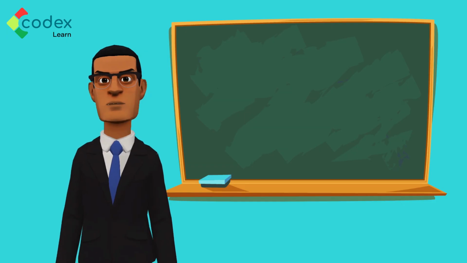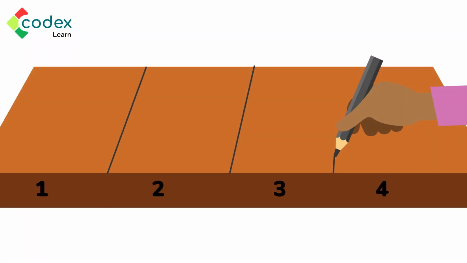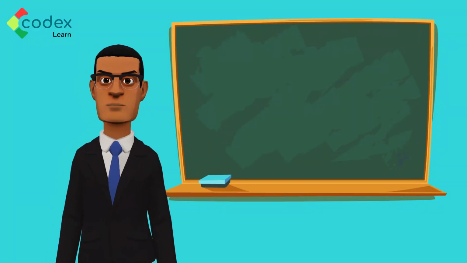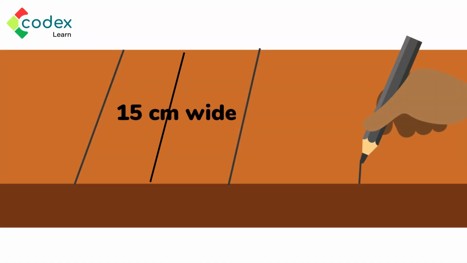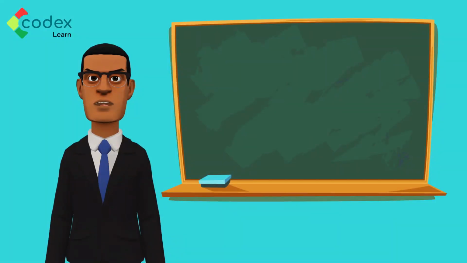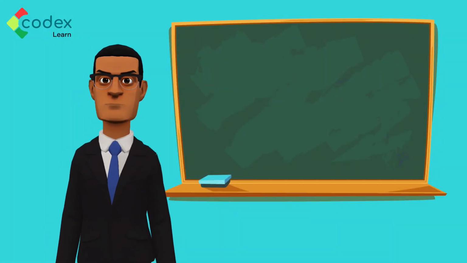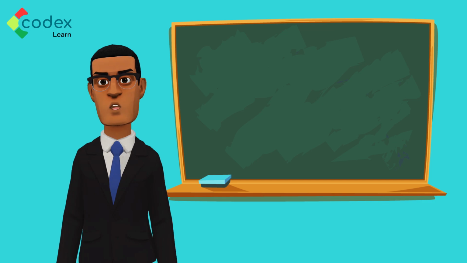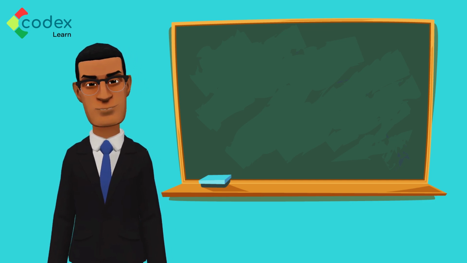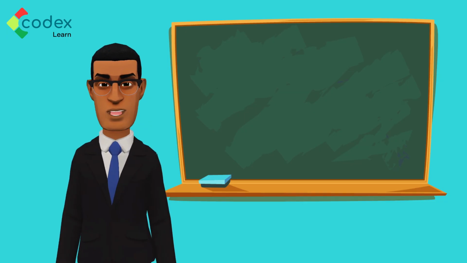The first thing we are going to do is to mark out 4 rectangular shaped pieces of wood. Do not cut them yet. Each rectangle should be 15 centimeters wide and 9 centimeters long. These rectangles will form the top, bottom, front, and back sides of the box you are going to make. Got that? Great. Those are really good rectangles.